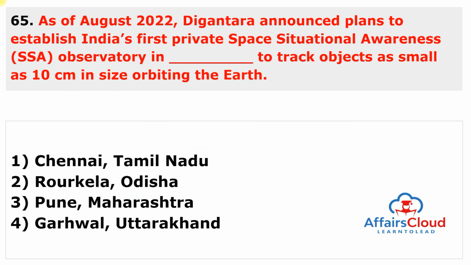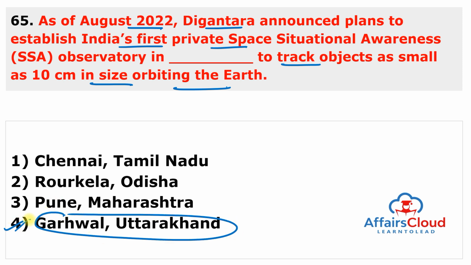Moving to next question. As of August 2022, Digantara announced plans to establish India's first private space situational awareness observatory in which area, to track objects as small as 10 centimeters in size orbiting the Earth? And this is the area of Gadwal in Uttarakhand. So, answer of this question is 4.